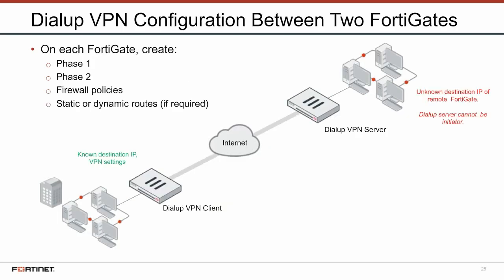Now you will configure point to multipoint, called Dialup VPN, on the GUI. The settings that you must configure are as follows: a Phase 1, at least one Phase 2, firewall policies, and, if required, static routes or a dynamic routing protocol.